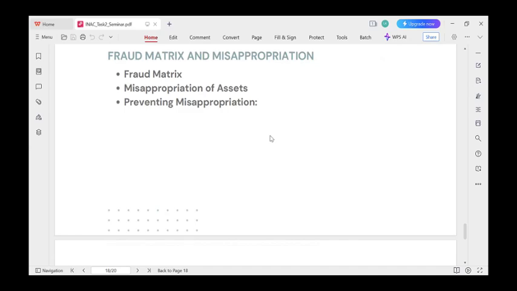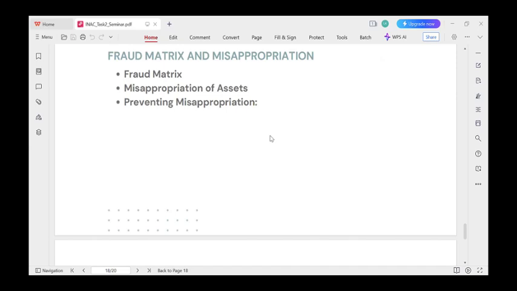Now we are going to talk about fraud matrix and misappropriation. So the first thing is we need to understand what a fraud matrix is. This is a tool which we use to assess the risk of fraud in different systems. What we do is we try to identify potential frauds, and we do that by assessing the likelihood and impact. And we then implement the controls to prevent it. All right.